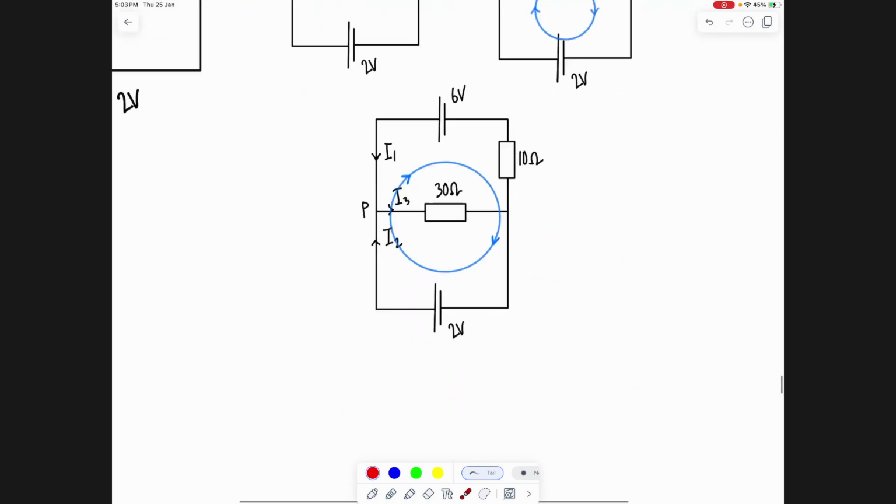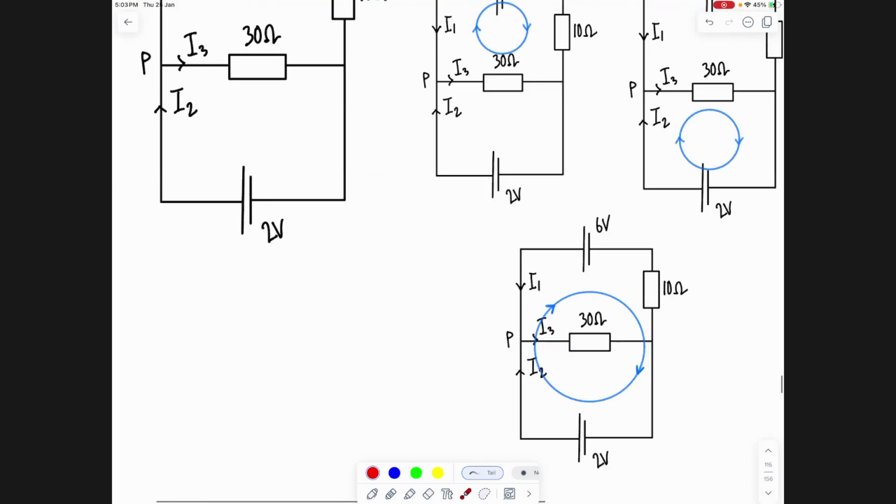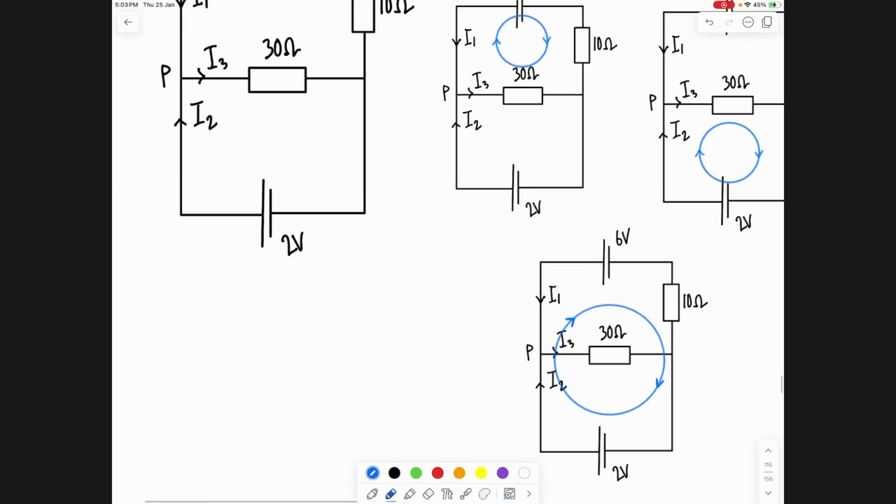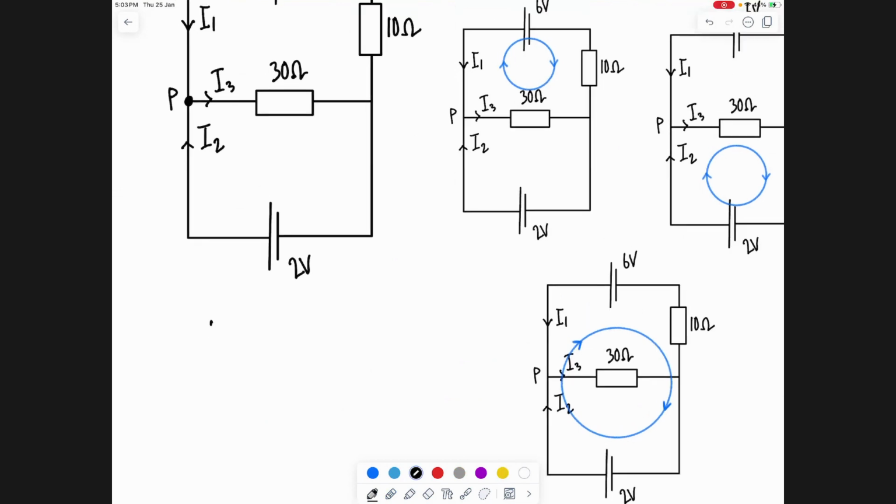So if I take the biggest loop here, but before that, আমরা কিছু basic জিনিস করে নেই. Can you tell me what is the current equation at that junction? মানে based on KCL. Yeah, I3 or I1 plus I2 equals to I3.